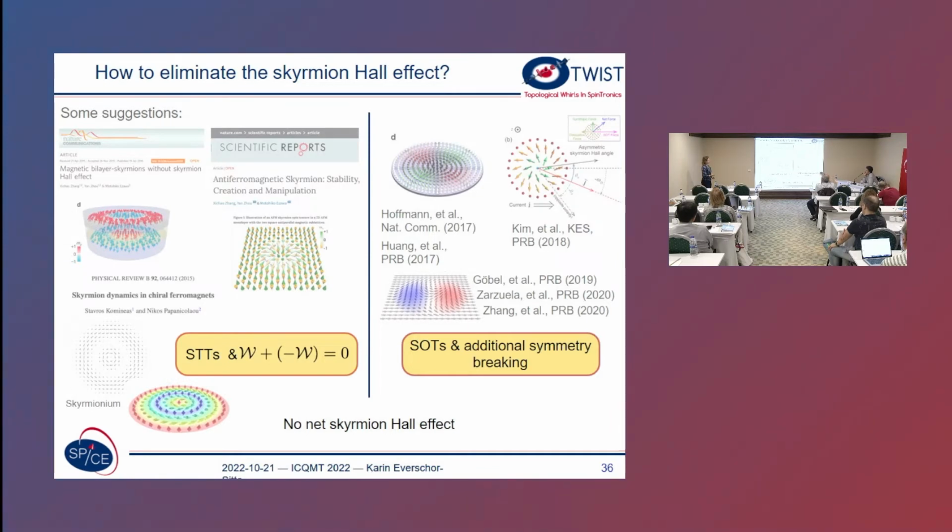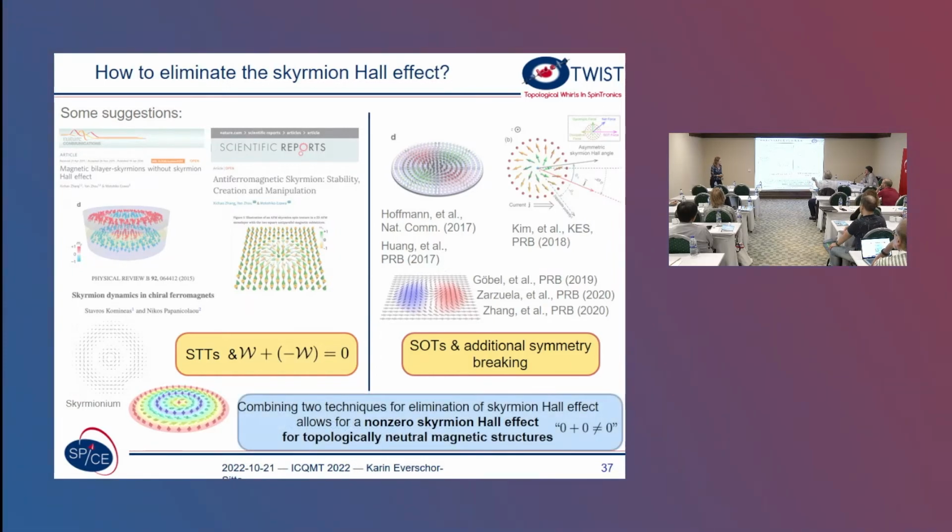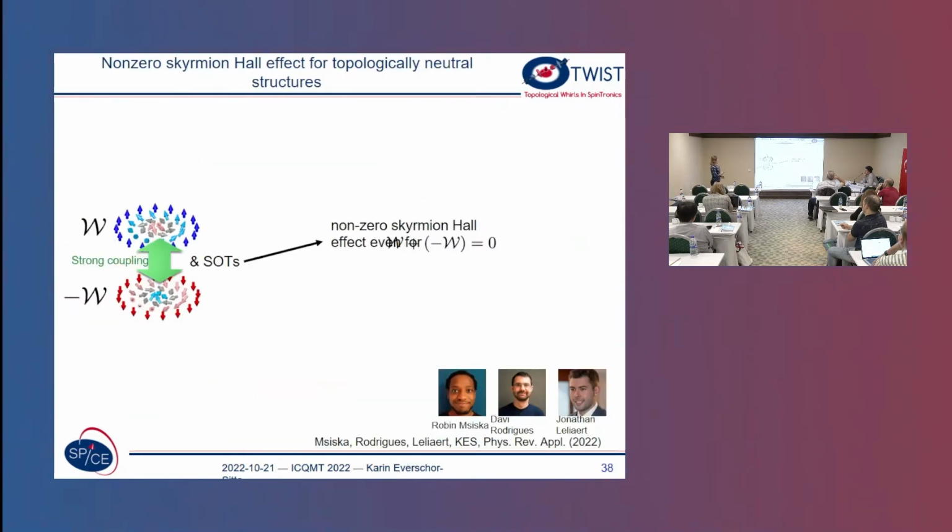So spin transfer torques, and the idea that you have these opposite topologies, and spin-orbit torques where you use an additional symmetry breaking, and I just explained this upper right one. But what is now nice is that you can do a very simple equation, 0 plus 0 is non-zero. So what do I mean by that? You can try to combine these two techniques to actually get a skyrmion Hall effect now for a topologically trivial structure. So let me explain this.